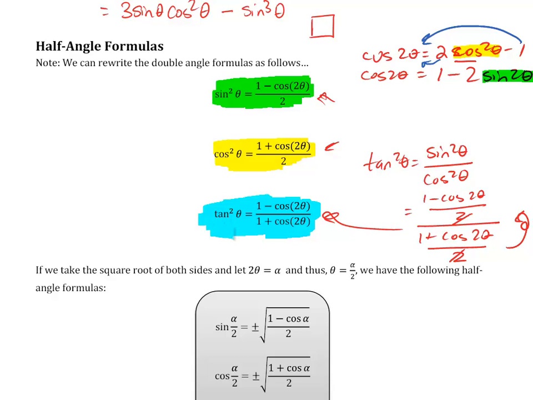Now, how are those useful to us? Well, notice the relationship between the angles on each side of these formulas. The angle on this side now is half the size of the angle on the right-hand side in all three cases. Right? The angle on the left is half of the angle on the right.